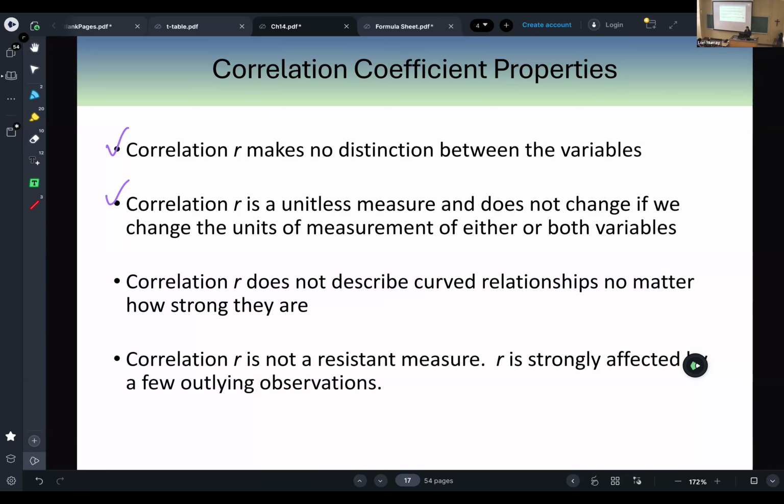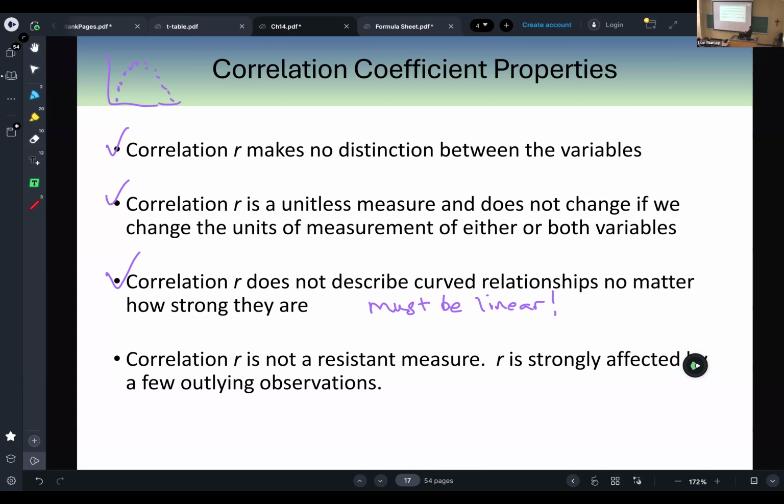Correlation R does not describe curved relationships. So it has to be linear. We talked about that. Must be linear. If you plot the data and you see some quartic, or something happening like this, you're not going to run a linear regression on it. You can do a polynomial regression, but you can't even do a correlation analysis using these tools because the Pearson correlation coefficient is only for linear relationships.